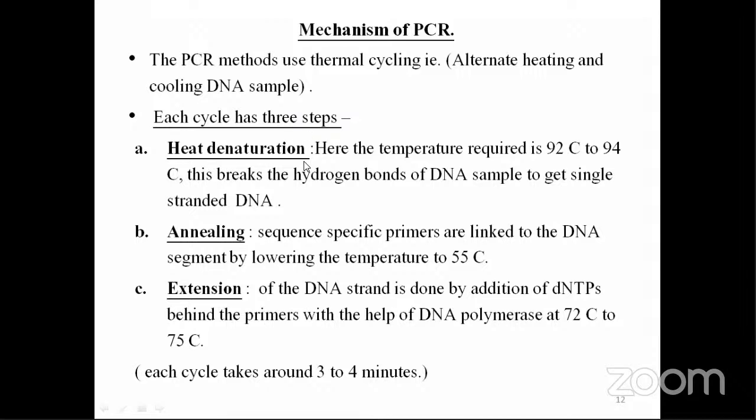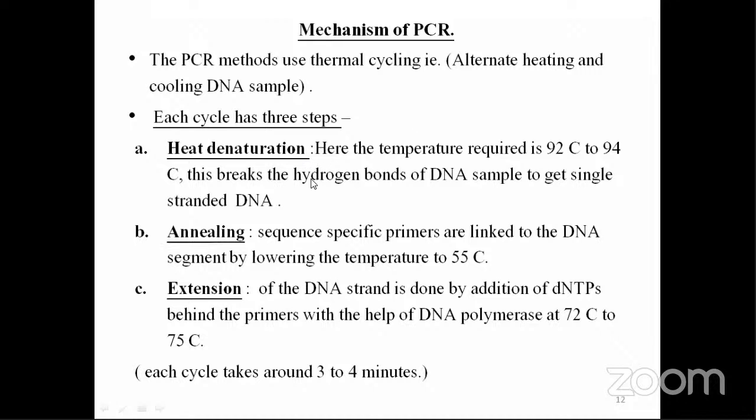Heat denaturation. Why heat denaturation, student? Because of the temperature, the strands will be separated. Okay, here the temperature required is 92 degrees centigrade to 94 degrees centigrade. This breaks the hydrogen bonds. When this much temperature is there, then only the hydrogen bonds which join the 2 strands of DNA will be separated. Okay, the sample gives a single strand DNA, right? So you may get a question in 1 mark or 1 sentence type that why so much temperature is required, then you will write this particular statement.